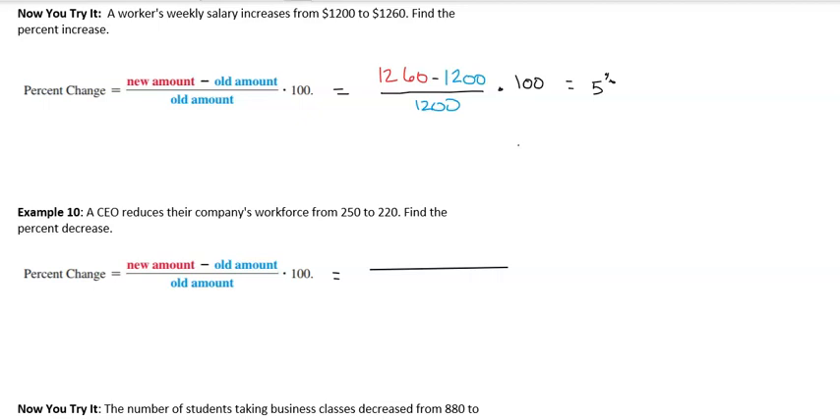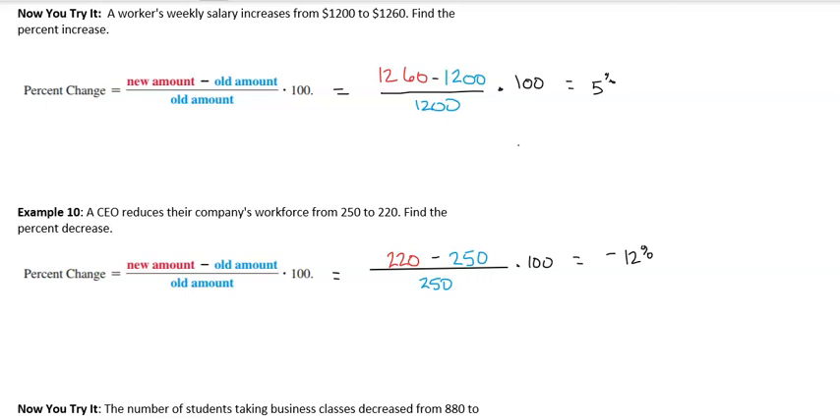Okay, the next one is a CEO reduces their company's workforce from 250 to 220. So the new amount is 220, and we're going to subtract the old amount, which was 250, and we're going to put that over the old amount, which was 250. Take that times 100, and you should get negative 12%.